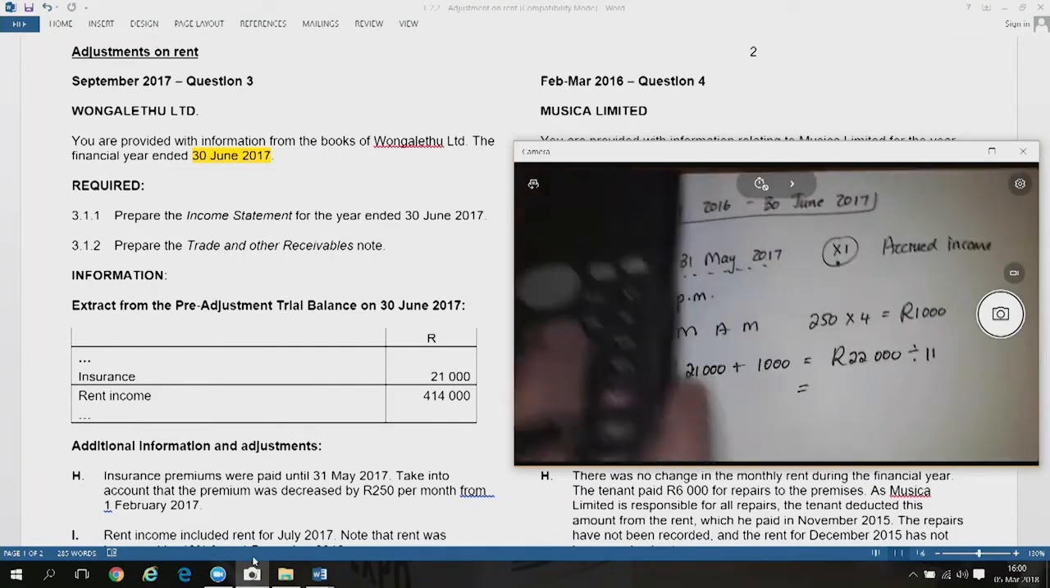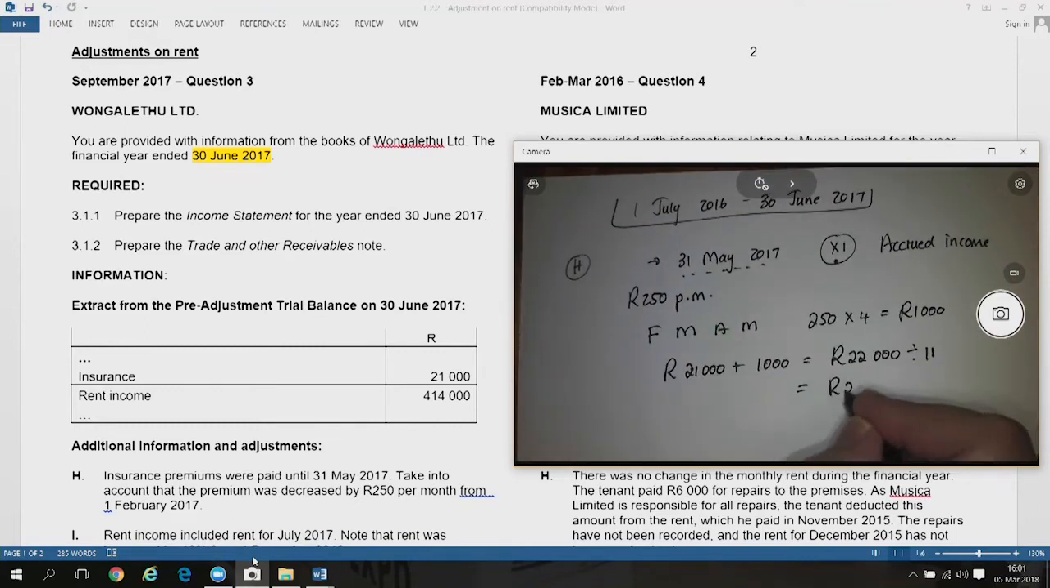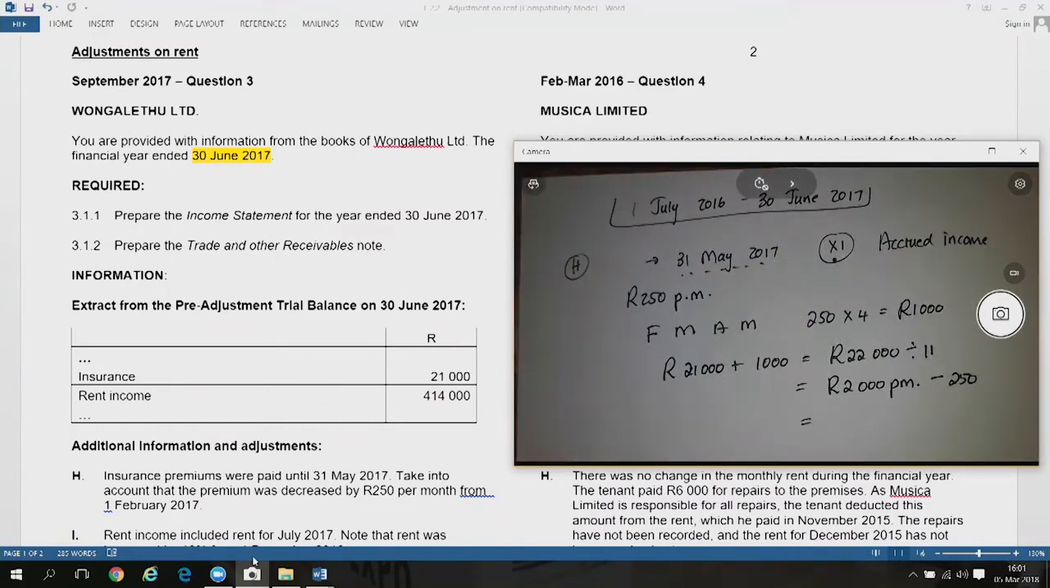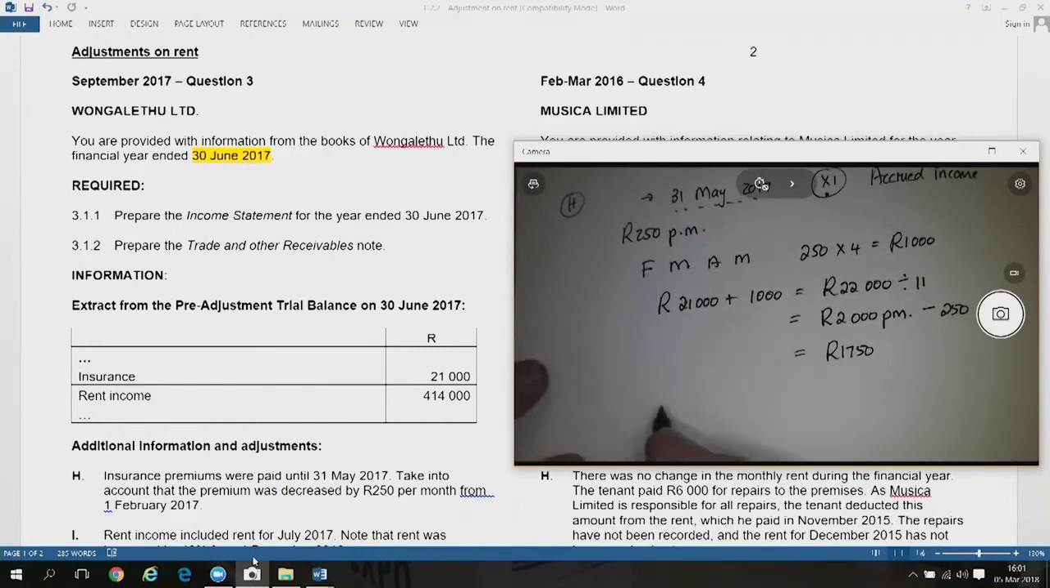22,000 divided by 11 gives you 2,000 rand per month. There was a decrease of 250, so you minus the 250 and that gives you 1750. So in your income statement, insurance will be 21,000 plus 1750. And that gives us 22,750.